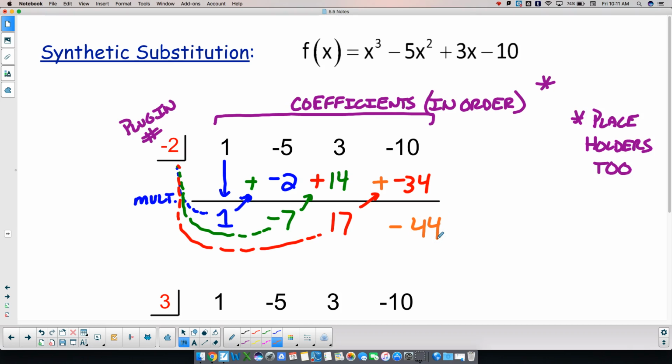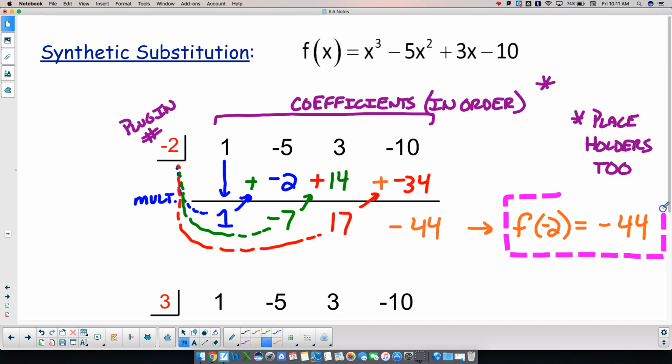So this is saying then that f of negative 2 is negative 44, which we just found using regular substitution. Now we proved it using synthetic substitution.